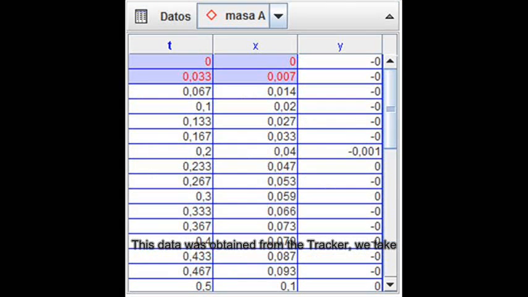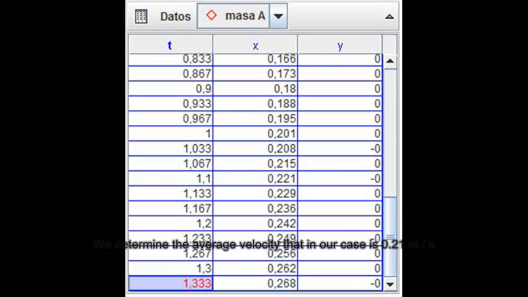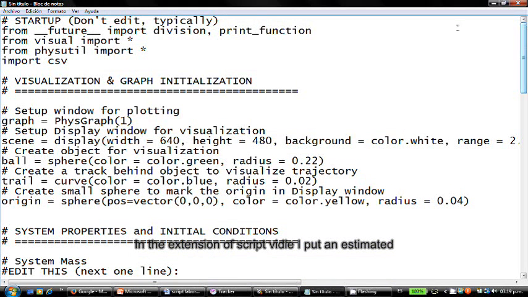This data was obtained from the Tracker. We take the time and position data to determine the average speed. We determine the average velocity, which in our case is 0.21 meters per second, in addition to the final time of 1.33 seconds to indicate in Vital the end of the cycle.